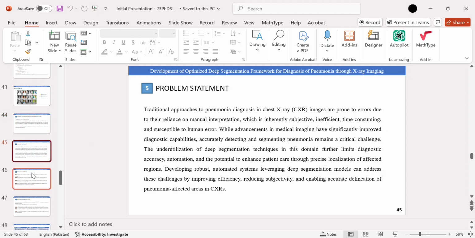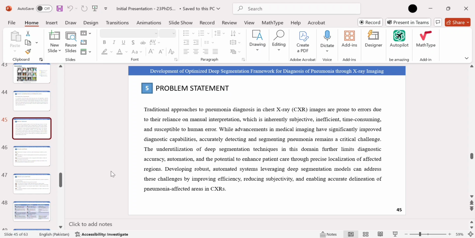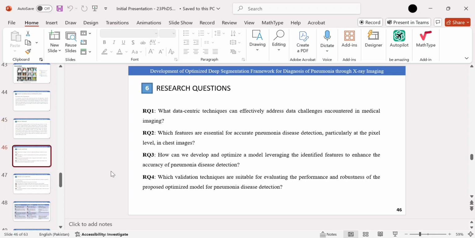The problem statement is that traditional pneumonia diagnosis relies heavily on medical experts, and traditional pneumonia diagnosis methods are subjective and prone to errors. Despite advancement in medical imaging, accurate segmentation is still underexplored, limiting the diagnostic precision. So this research proposes developing an automated framework for pneumonia detection to optimize the accuracy and the efficiency.